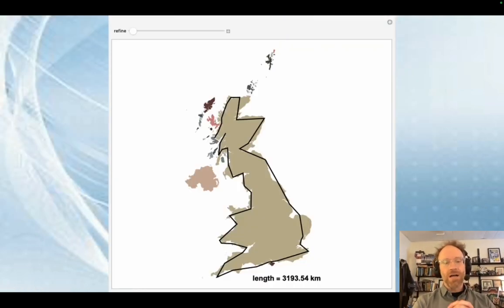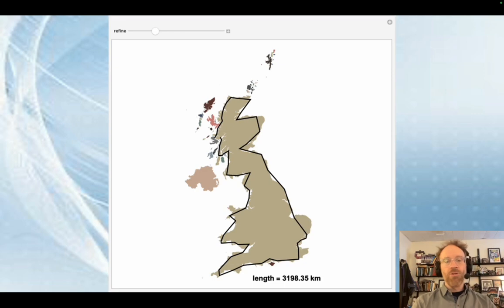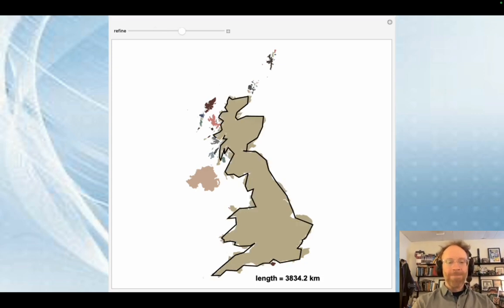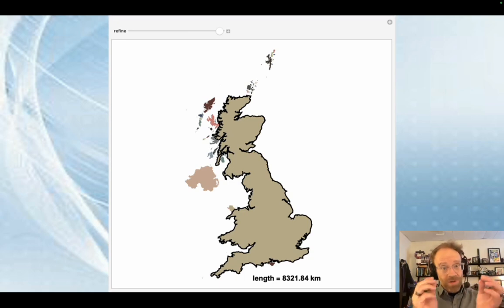So here's an actual approximation. The length is 3,193.54 kilometers with this ruler. With the next one, 3,198.35, and then 3,834.2, and then when we really refine it, we get 8,321.84. This is getting quite a bit longer. From 3,000 to 8,000, it more than doubled between these two.